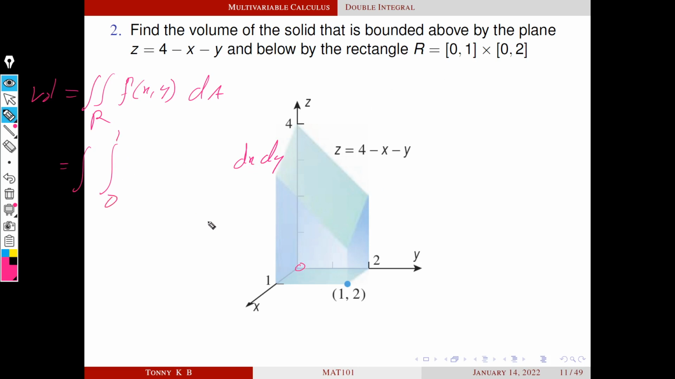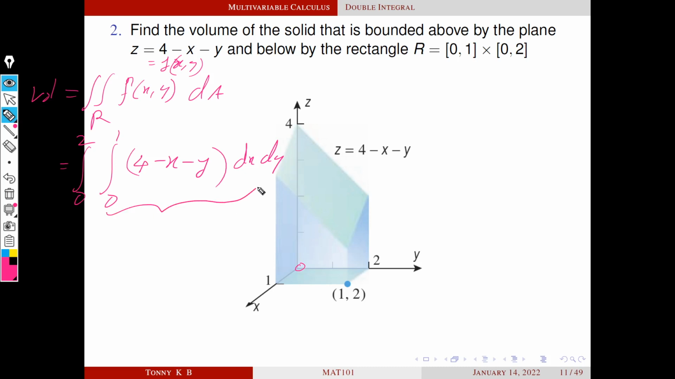So this limit is 0 to 1. And what is the change of y? Y is varying from 0 to 2. Clear? So this is the change of y, 0 to 2. And what is our function? The function is z equals f(x,y), which is given. So this is 4 minus x minus y. If you compute this integration, that gives the volume.